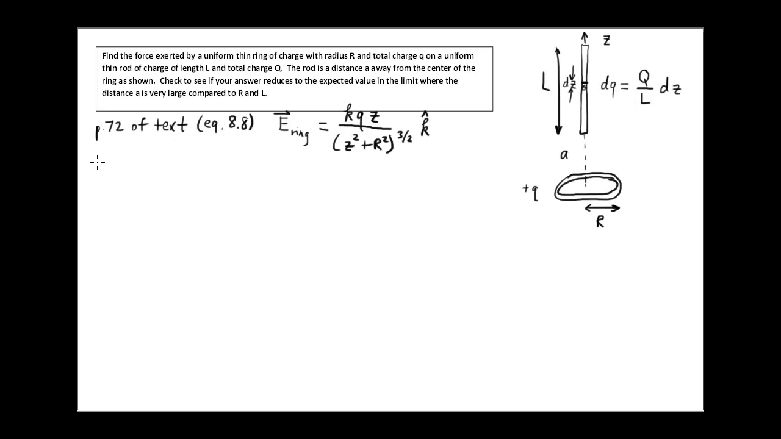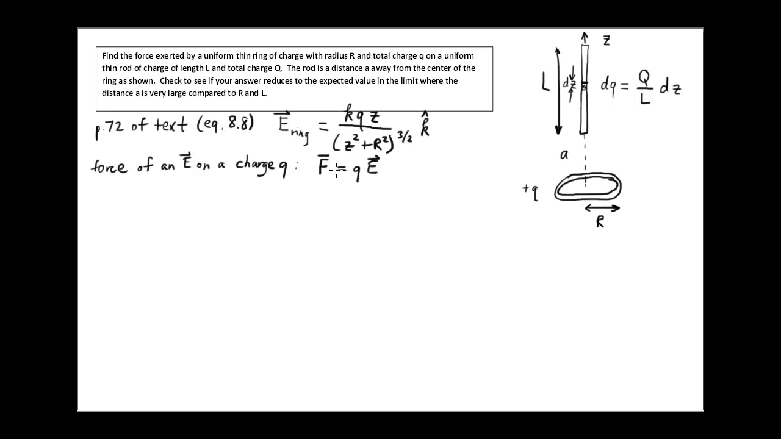So the force of an E field on a charge Q comes directly from the definition of the electric field. The force is equal to the charge times the electric field. So if I know the electric field of the ring, then if there's a point charge Q sitting on the axis, I can multiply Q times the field and get the force.